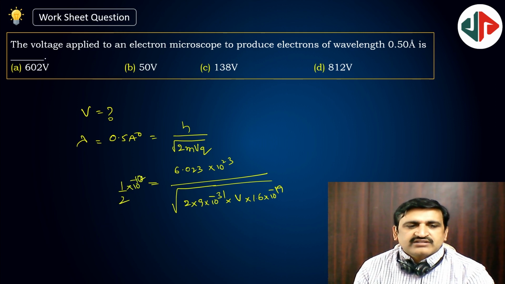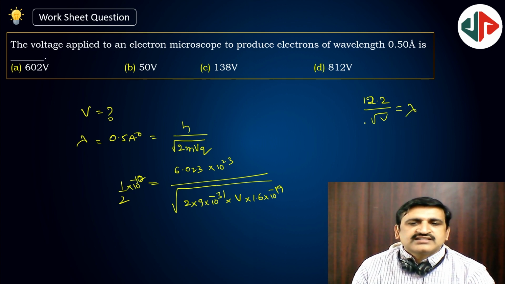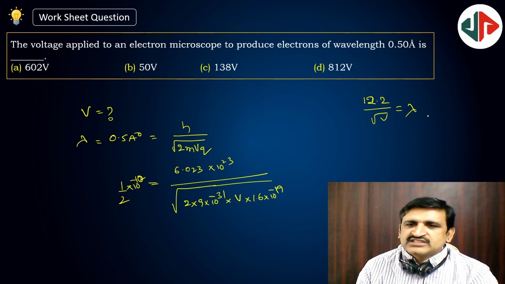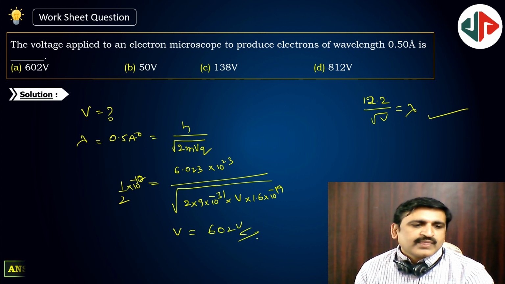Or we can do it in a different way also, that is 12.2 by root V is equal to lambda. Even like this also one can do. This one will give you the answer straight away, saving time, but V is equal to roughly 602 volts may come.